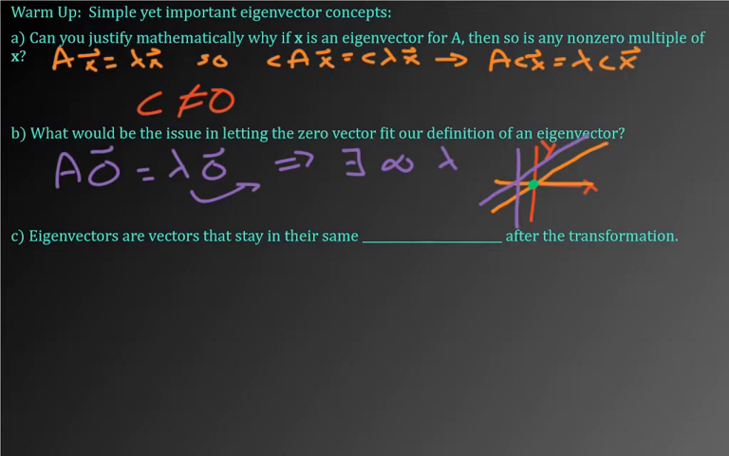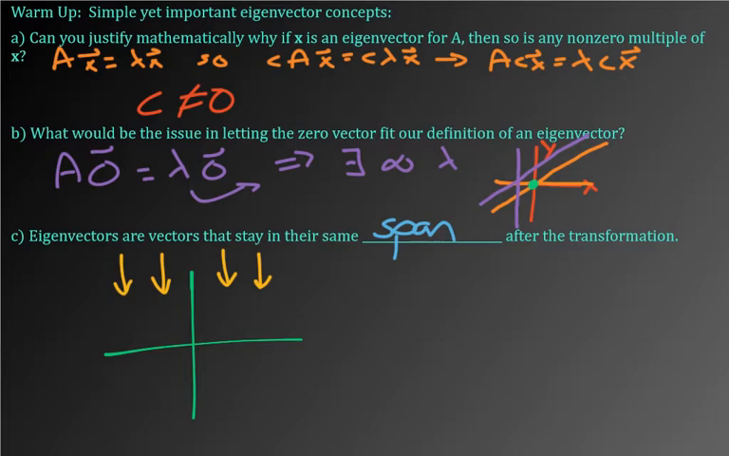This last part is super important. If you take away one thing from this whole unit, it's that eigenvectors are the vectors that stay in their same span after the transformation. So you might have, I don't know, what's an easy example here, like a projection. Maybe you're projecting everything down to the x-axis. Then the vectors that are on the x-axis, like these ones, would stay in their span after that projection. So that's what eigenvectors are.